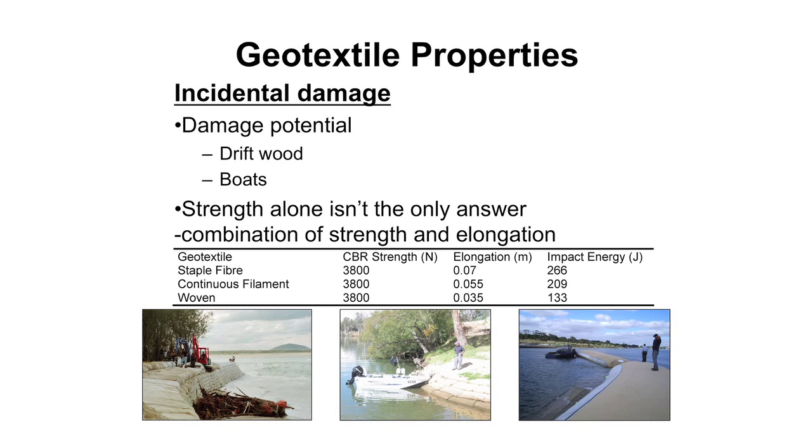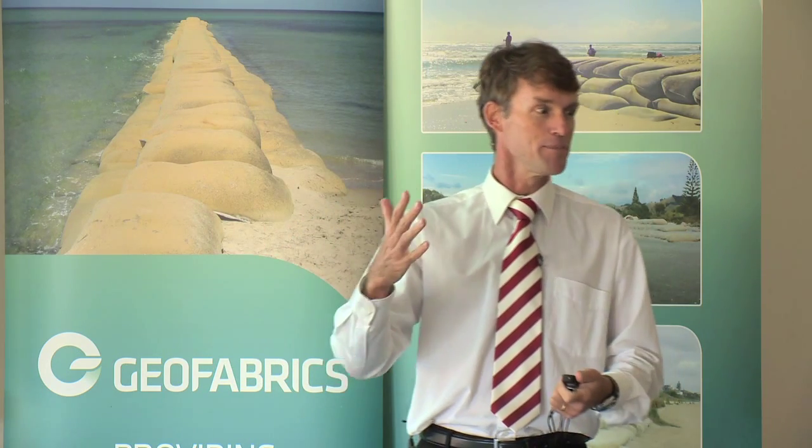In terms of incidental damage, the big area that we have damage from is driftwood. And Neil will show you some photographs of the impacts of Cyclone Yasi up north recently on some of our structures, where large trees have been dragged across the structures and have damaged them. The other one is boats. We can take boats driving into the containers and actually running up the containers, but they're not resistant to pop cuts. I have yet to find a geotextile that will deal with pop cuts from a boat. It's virtually impossible.